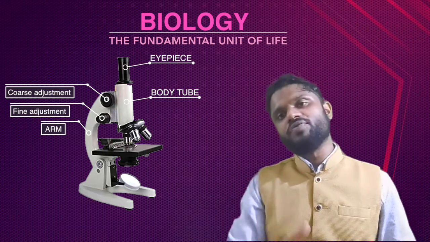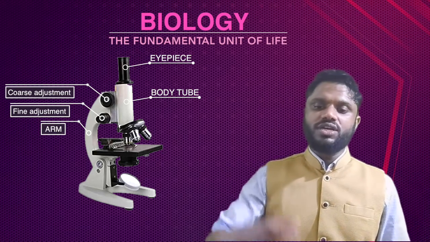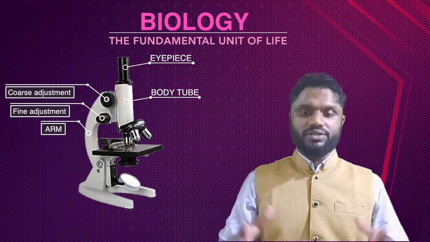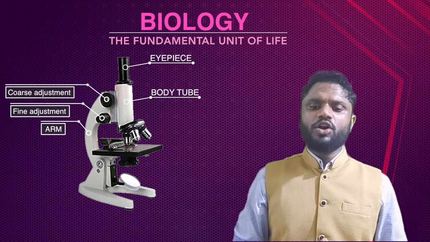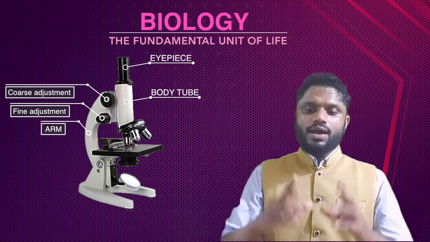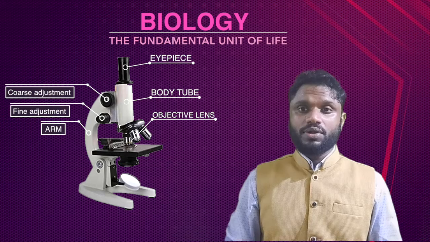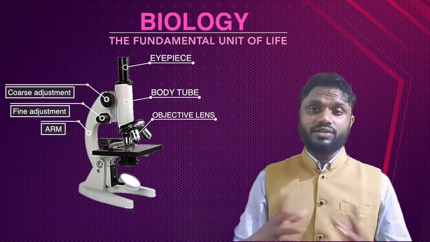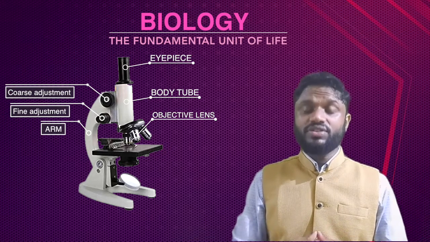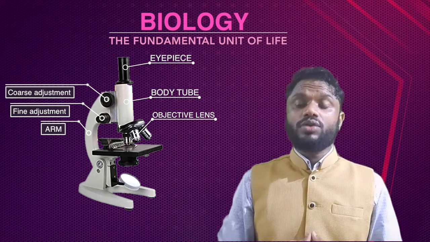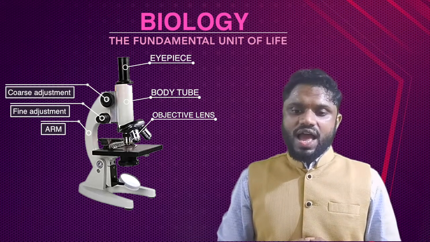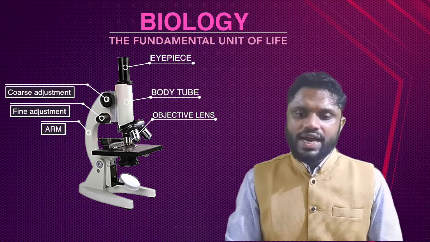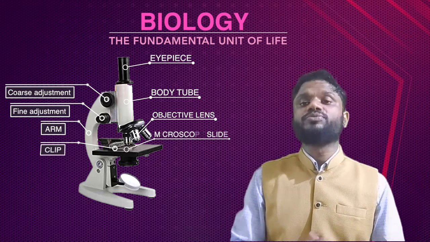So that is the arm of the microscope on which the coarse adjustment, fine adjustment and the eyepiece and body tube are placed. Then below the body tube you can see the objective lens. That objective lens helps us to see the cells on the slide. Actually, that helps us to magnify what we are seeing. And then below the objective lens you can see a clip and a microscope slide.